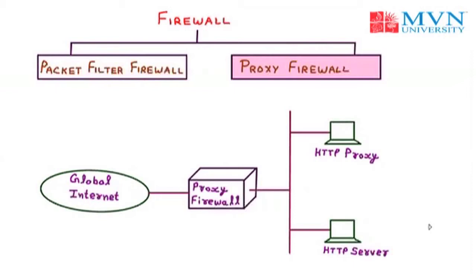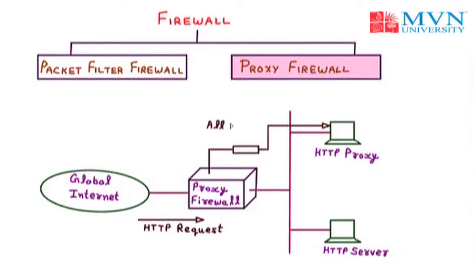So when the user client process sends a message, the proxy firewall will run a server process to receive the request. So the HTTP request is sent from the global internet to the proxy server. Now all HTTP packets are forwarded from the proxy firewall to the HTTP proxy. The server opens the packet at the application level and finds out if the request is legitimate. If it is, the server acts as a client process and sends the message to the real server in the corporation. So if the packets are accepted, they are sent to the HTTP server by the HTTP proxy.